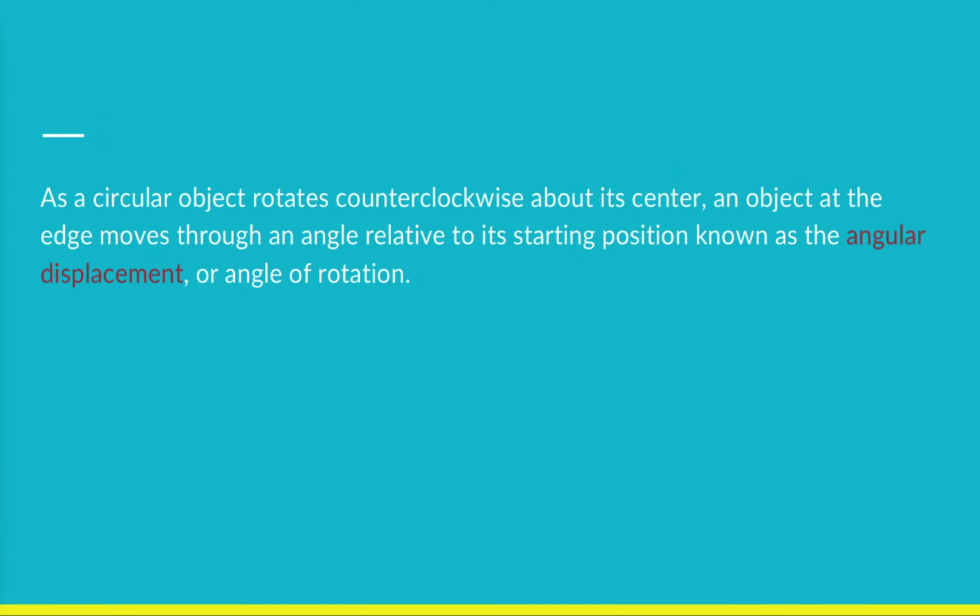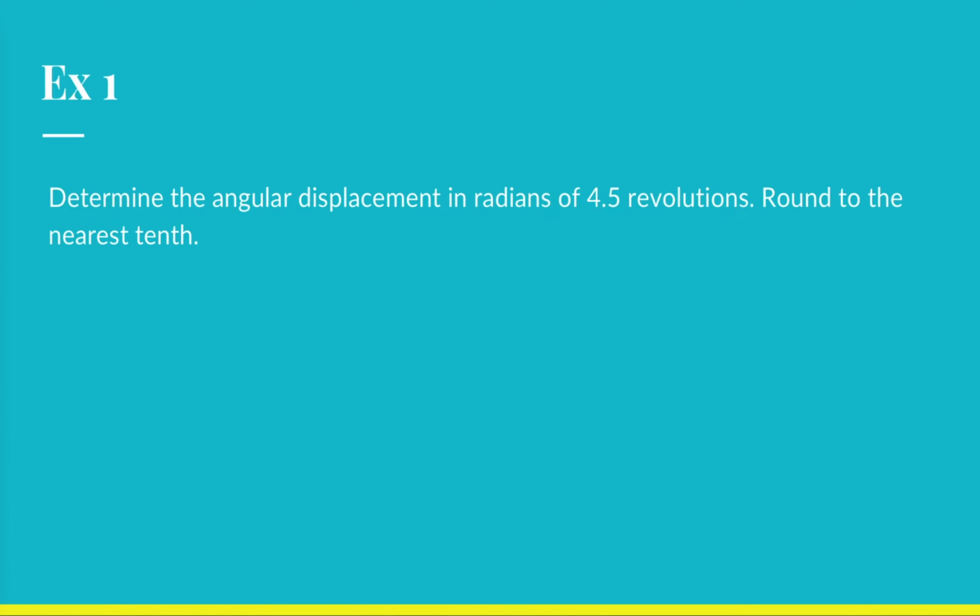To find angular velocity: as a circular object rotates counterclockwise about its center, an object at the edge moves through an angle relative to its starting position, known as the angular displacement, or the angle of rotation. Determine the angular displacement in radians of 4.5 revolutions. Round to the nearest tenth.